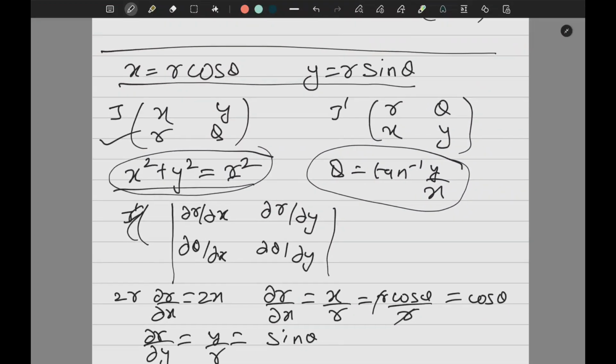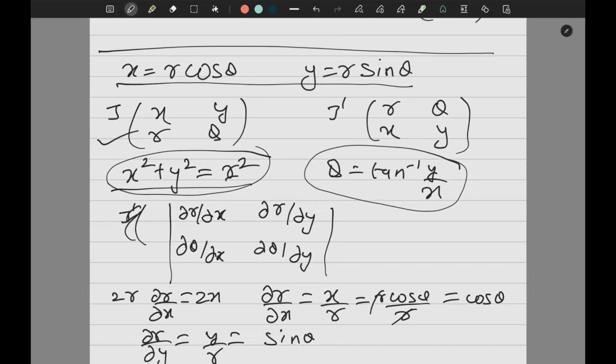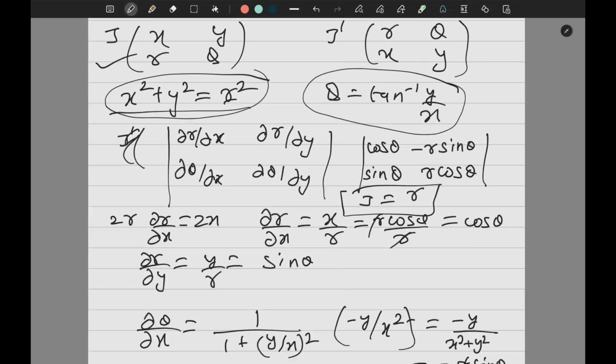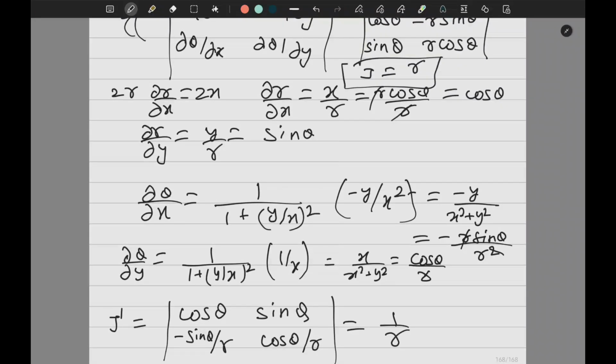Same way, when you solve the J part, what is the J part? ∂x/∂r, which means cos θ. ∂x/∂θ is what? r sin θ with negative sign, right? Then ∂y/∂r is sin θ and ∂y/∂θ is r cos θ. If you solve this, it will be only r. So J value is r and J dash value I got 1 by r. So J into J dash is equal to 1. So I am done. Correct.